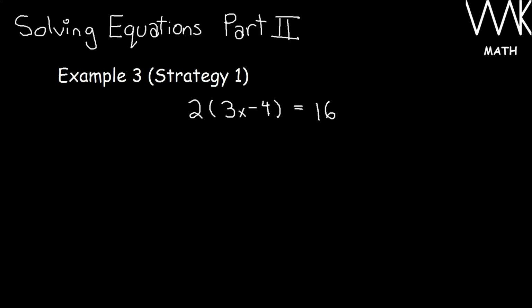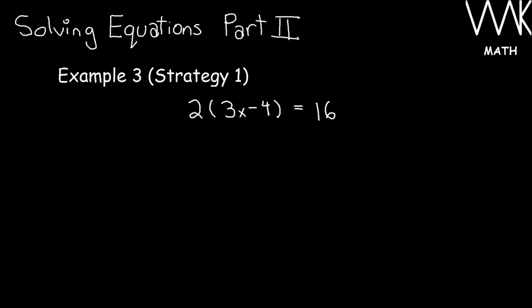In this third example, we begin with 2 times (3x minus 4) equals 16. I'm going to show 2 strategies in dealing with this particular case. The first question that needs to be asked is, where is the variable located? In this particular case, the variable term is on the left side, but it is inside a bracket. When there is a variable term inside the bracket, we have to free the variable term before doing anything else.